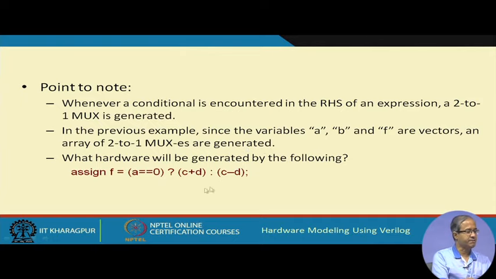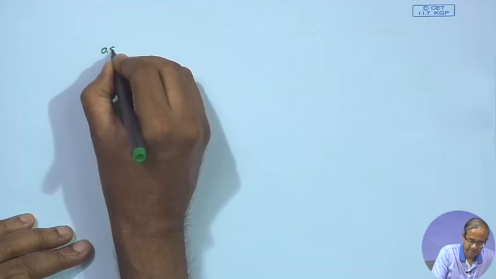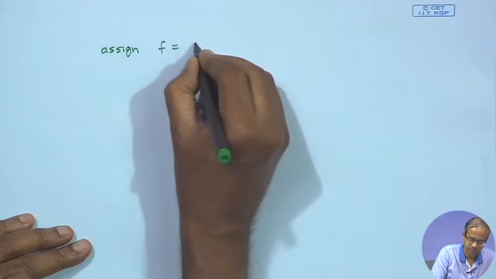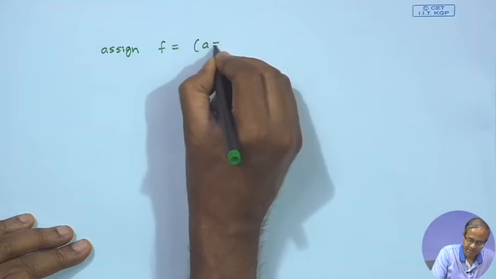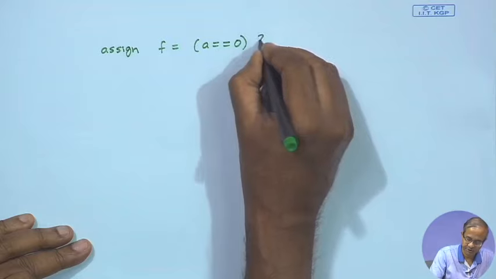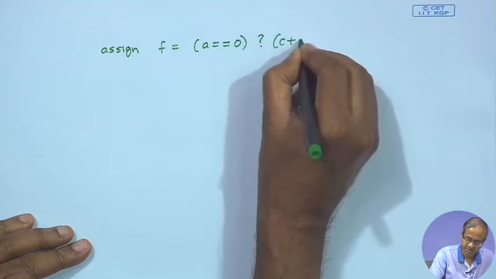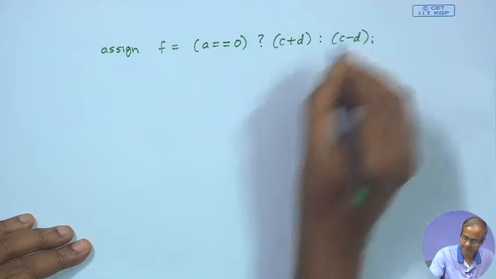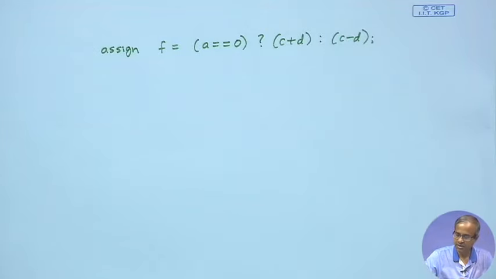Now, let us take an example. Suppose I have given an assignment statement like this. What will be the hardware this assignment statement will generate? Let us try to work this out. The statement is: assign f equal to, and this is a conditional, the condition we are checking is a equal to 0. If it is true, c plus d; if it is false, c minus d. This is what we are trying to do.